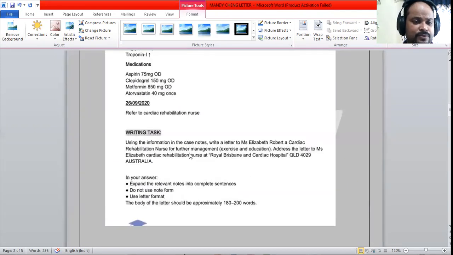We can say, using the information in the case notes, write a letter to Elizabeth Robert, a cardiac rehabilitation nurse, for further management, exercise, and education. So we have to write the letter to Miss Elizabeth Robert, a cardiac rehabilitation nurse, for further management. So that's for exercise and education here in the Royal Brisbane Cardiac Hospital. So the same hospital, you are working in the same hospital.